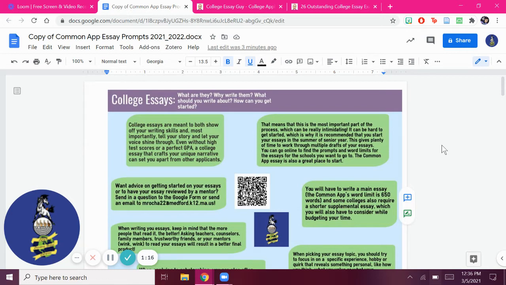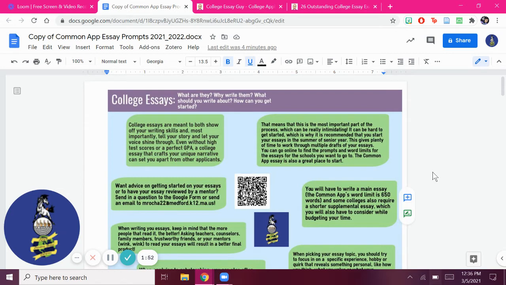As you can see on the graphic, college essays are meant to both show off your writing skills and, most importantly, tell your story and let your unique voice shine through. Even without high test scores or a perfect GPA, a college essay that crafts your unique narrative can set you apart from other applicants. So that means that this is the most important part of the process, which can be really intimidating and it can be hard to get started, which is why we recommend that you start your essays in the summer before senior year. You could even start them now, in fact.